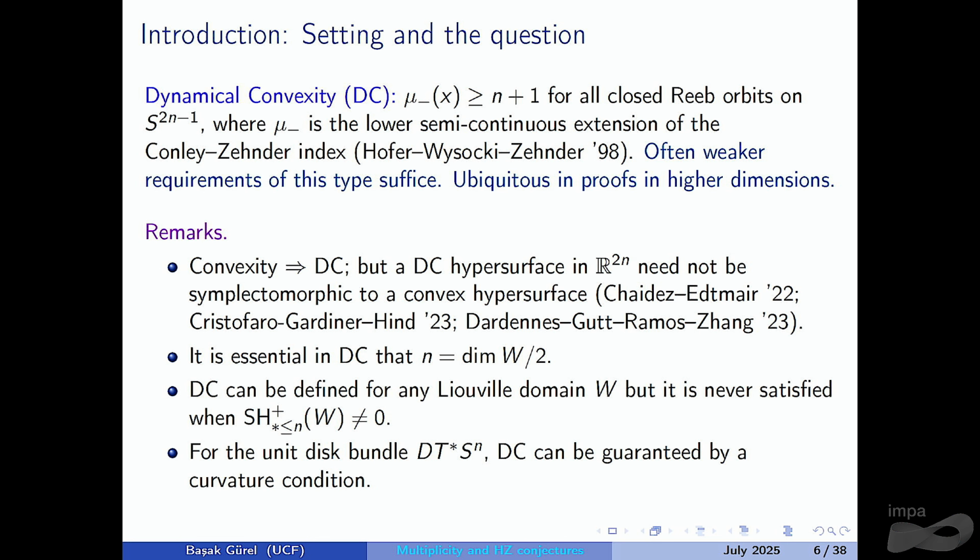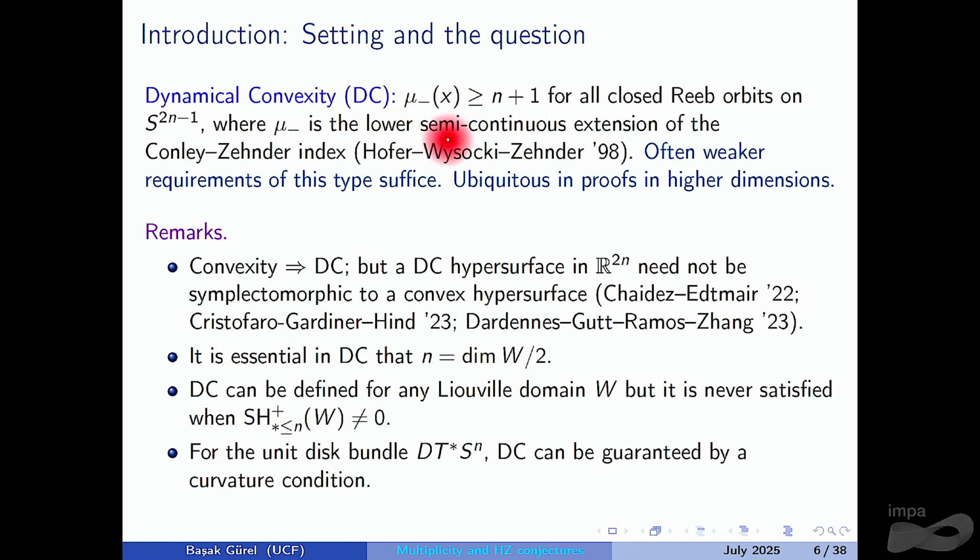Now, throughout the talk, whenever there is no non-degeneracy assumption in the picture, mu minus and mu plus will refer respectively to lower and upper semi-continuous extensions of the Conley-Zehnder indices. So this is mu minus, basically. There is no non-degeneracy assumption here. Yes, various comments are maybe due here. Strict convexity implies dynamical convexity, but not the other way around.